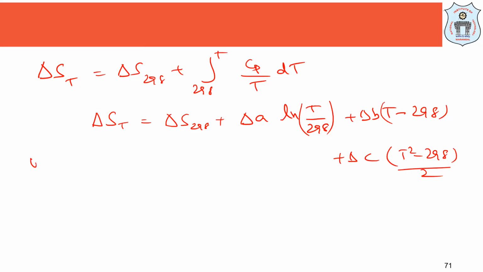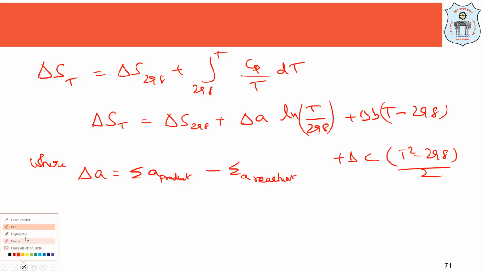where delta A is equal to summation of A of products minus summation of A of reactants. Same way, okay, so that means what? For B also it is the same, and for C also the same.